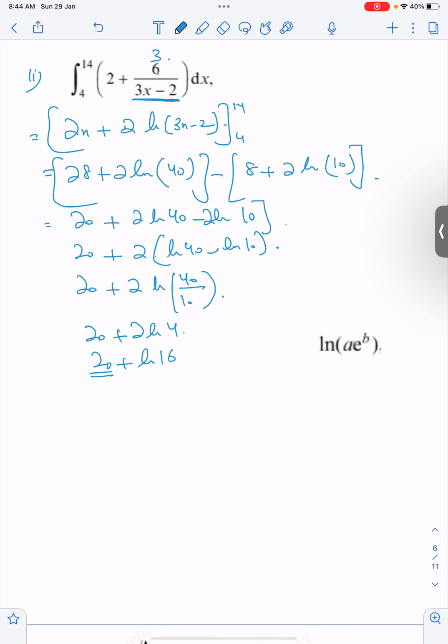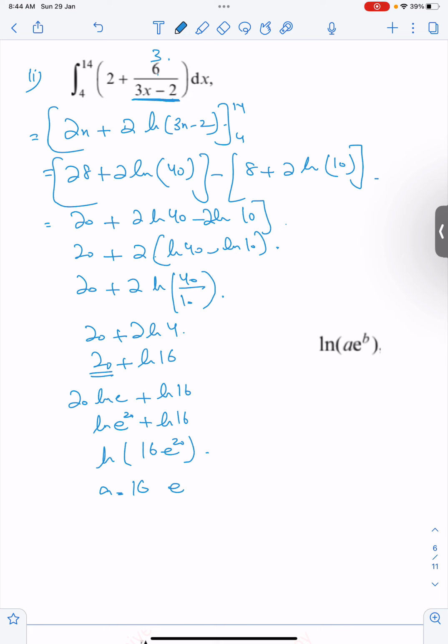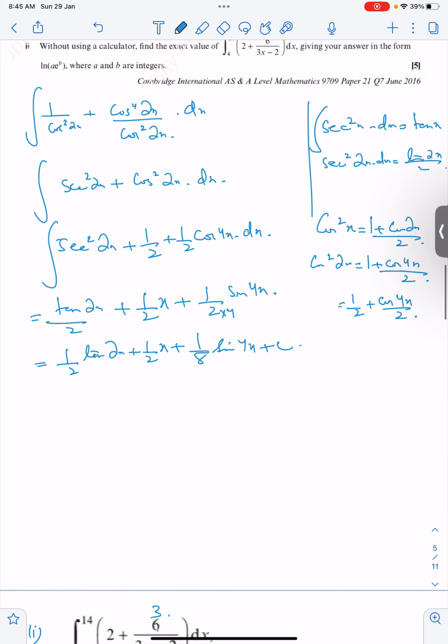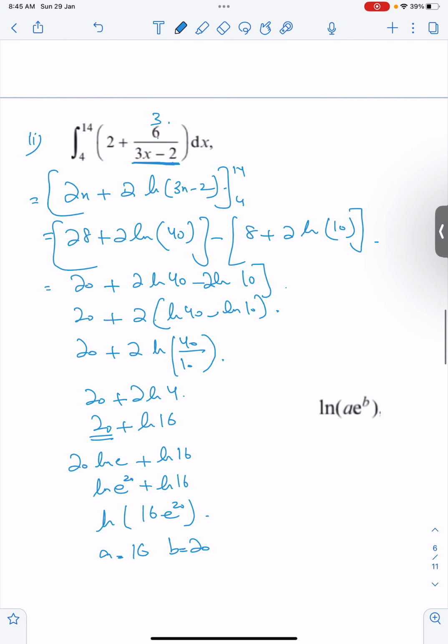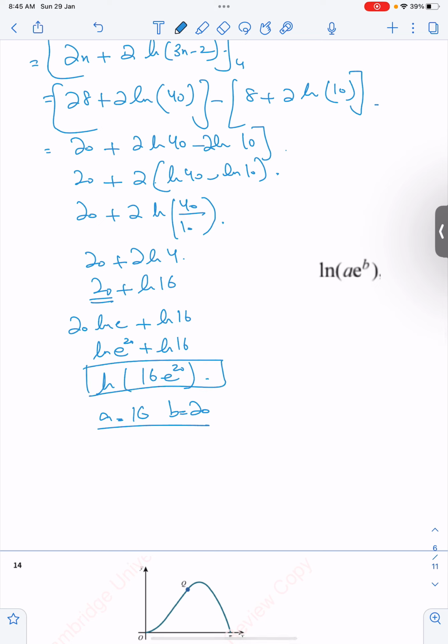If I want to introduce ln here, I can write 20 ln e plus ln 16. This will become ln e to the power 20 plus ln 16. Since they are being added and have the same base, that means log to the base of e in both the terms, I can add them using the product law. ln of 16 e to the power 20. That means a is 16 and b is 20 in this question. We don't have to write this down. This is the final answer basically.